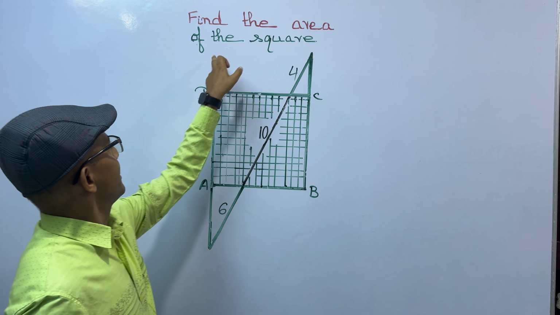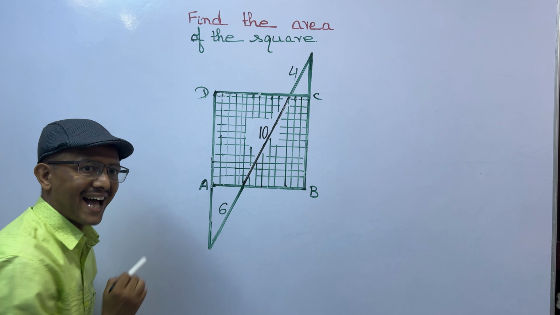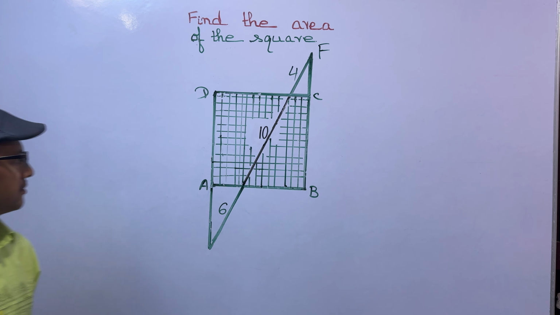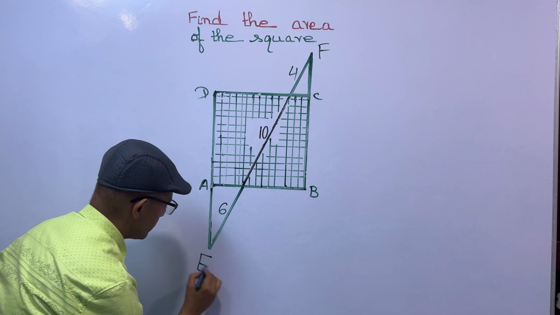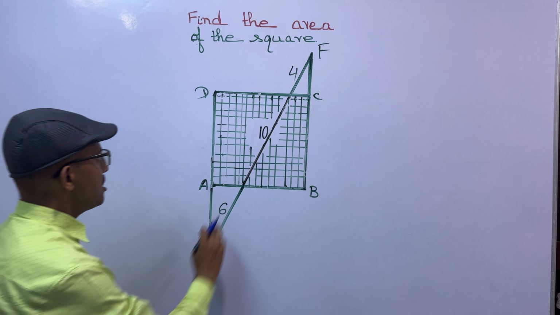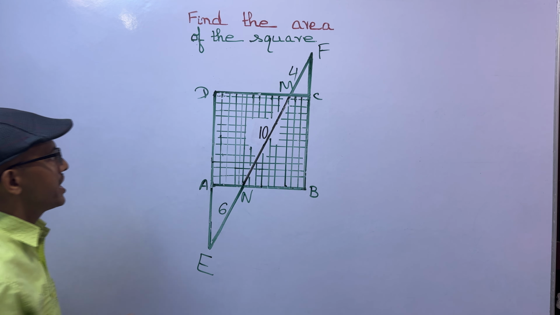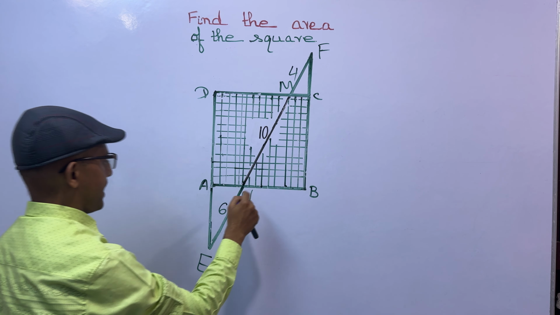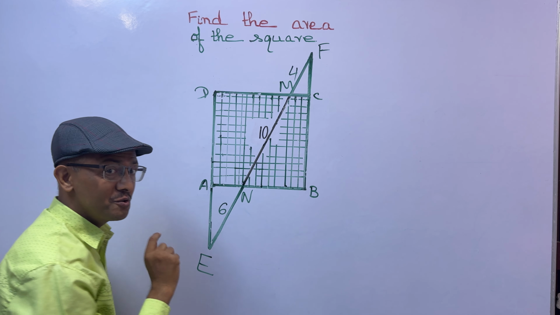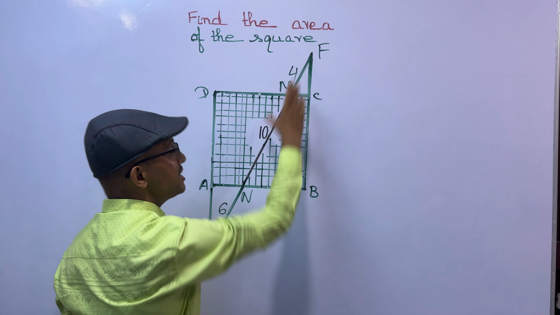Let us find the area of the square ABCD. We do not know the length of the side. However, side BC is extended to the point F and side DA is extended to E. And then EF is joined by a straight line. If EF intersects the square at the points M and N, then we are given the lengths of FM, MN and NE. In other words, we know the length of the tilted diagonal. We do not know the length of the diagonal. However, we are given information about the length of the tilted diagonal.